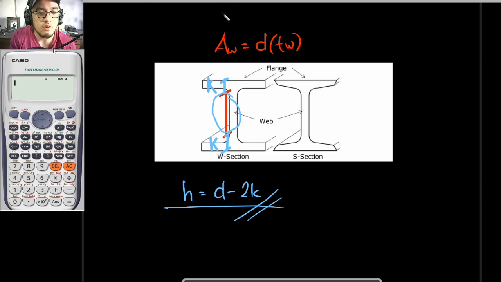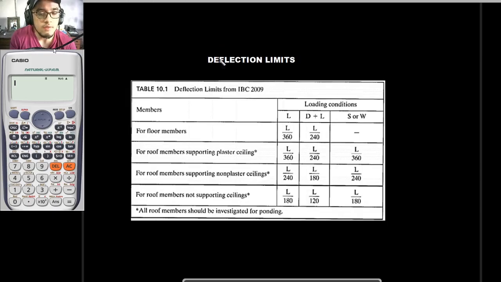Okay, so for our next one, deflection limit. This is what I was saying earlier, that if your section deflects, it should be less than these limiting factors right here. So, for example, your steel section is for floor members. If you are to consider your section to be a girder or a beam, you must check these loading conditions right here. The deflection limits from IBC 2009 using these loading conditions right here.